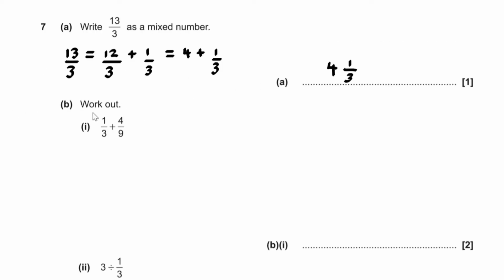For part B, for the first part, we have to work out 1/3 plus 4/9. Well, the 1/3 we can rewrite as 3 over 9, and then we are adding to this 4/9. The 3 plus the 4, that's 7, so therefore we end up with 7/9. 1/3 plus 4/9 is 7/9.